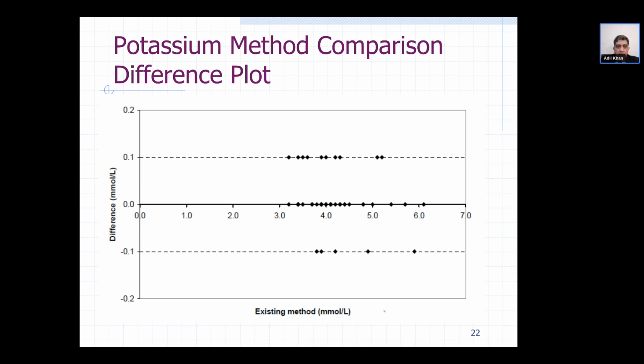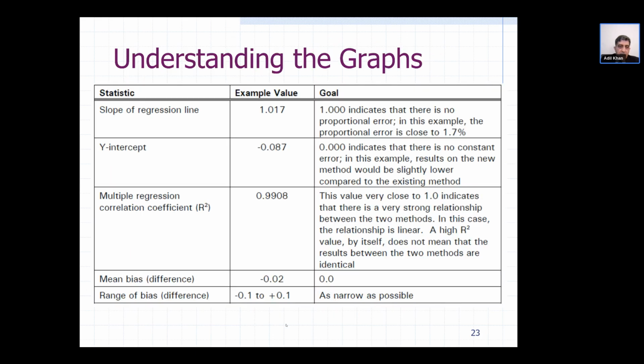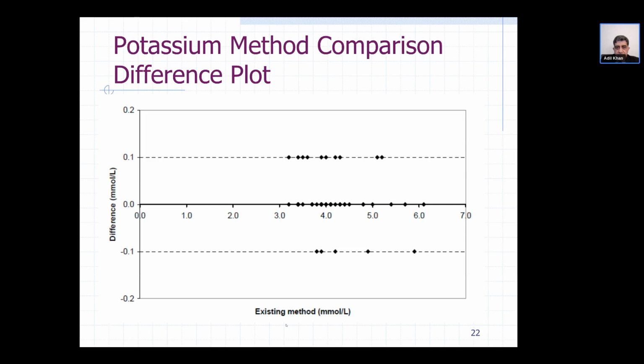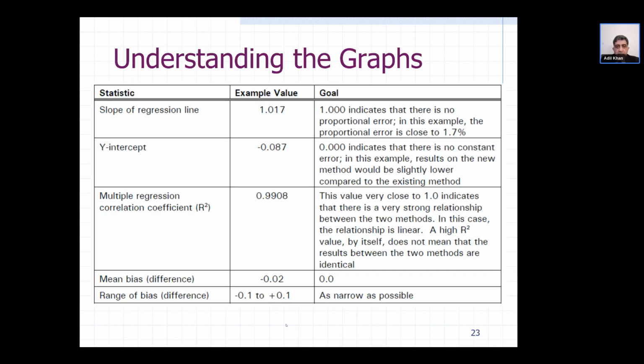Another method you can use is a difference plot, where you've got your existing method on the x-axis, and you've got the difference between the two instruments on the y-axis. So when you do this analysis, ideally the slope should be 1. The intercept should be 0.